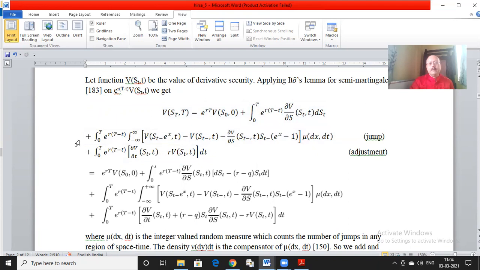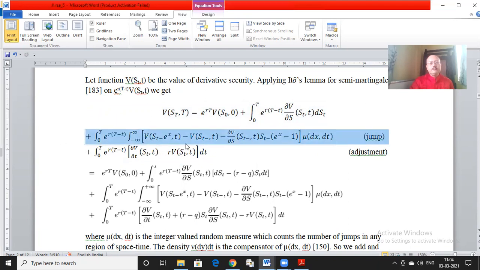This third term here is the jump contribution. And how does the jump contribution work? We are looking at a jump at, say, time t, then we are making an adjustment in the value with a stock price process just before t, where mu is a counting measure for the jump.